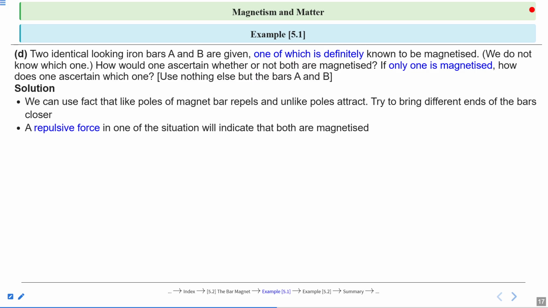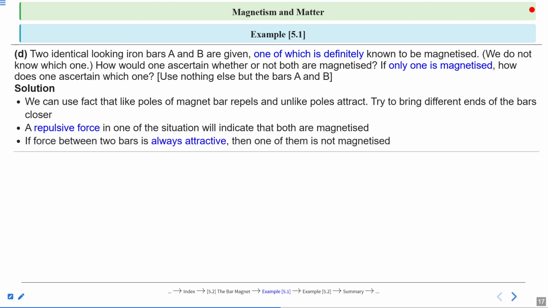So if, when we bring different ends of the bars together, there is no case of repulsion, that means one is magnetized and the other is unmagnetized. But if there is a situation with a repulsive force between the two bar magnets A and B, this will indicate that both are magnetized, and we have brought like poles together.